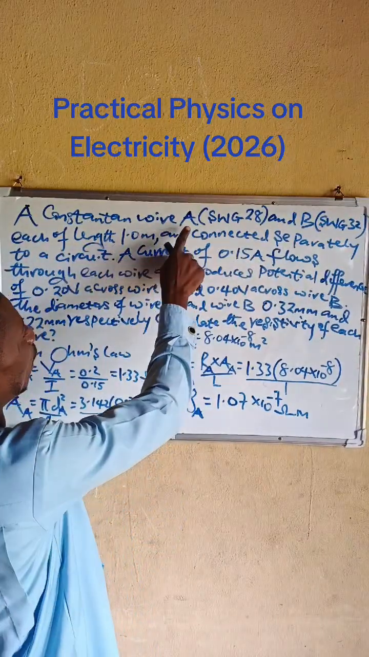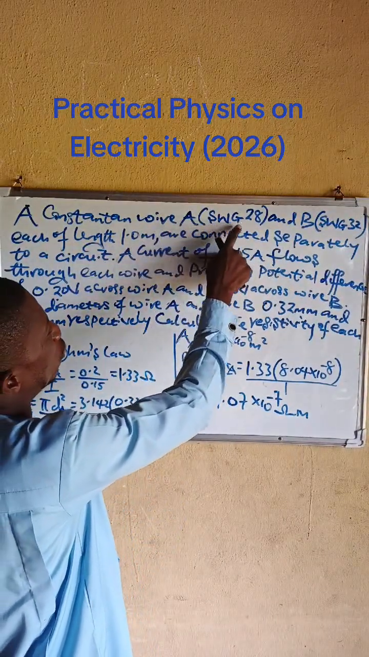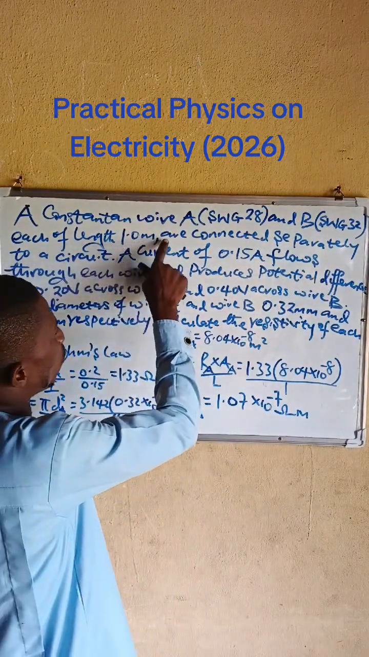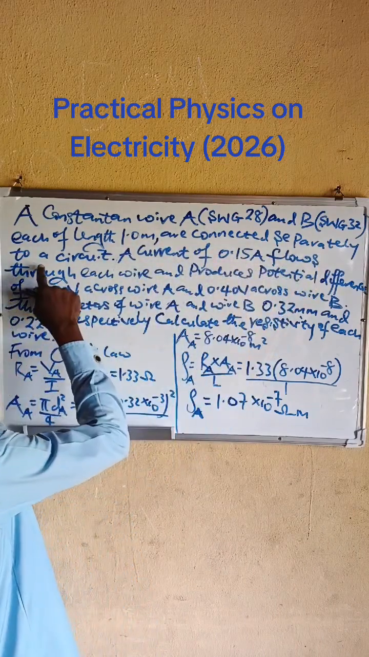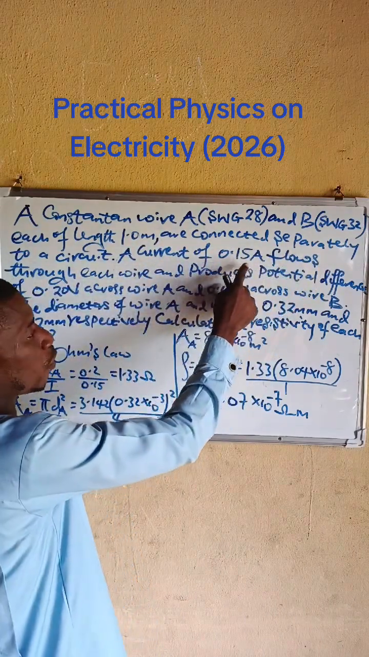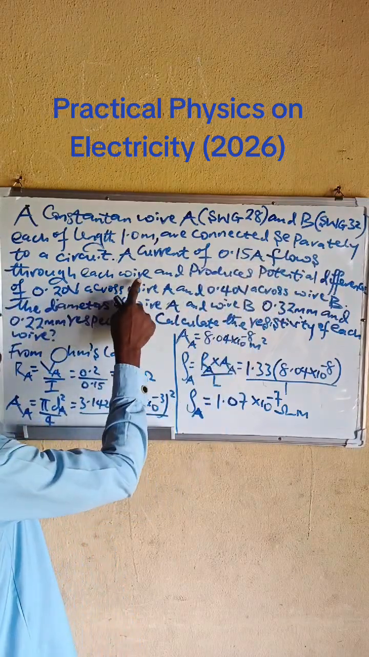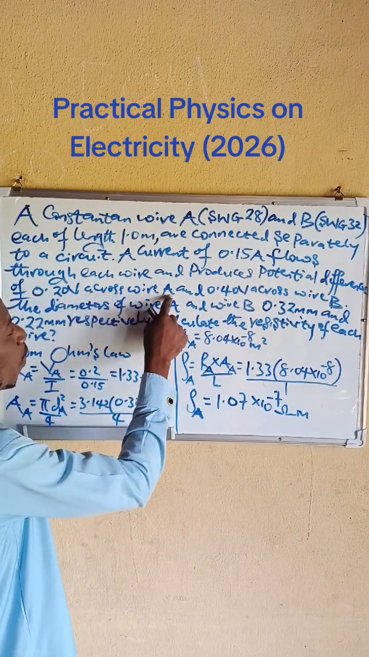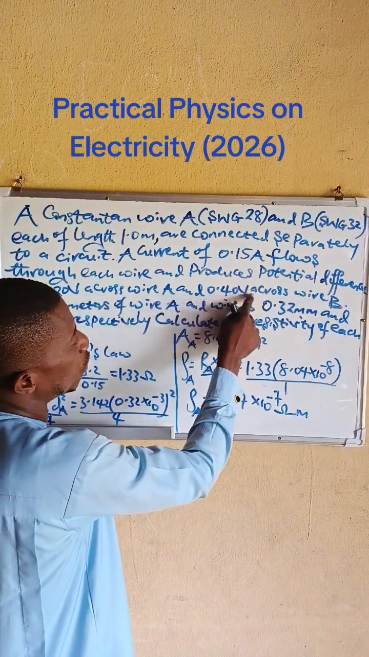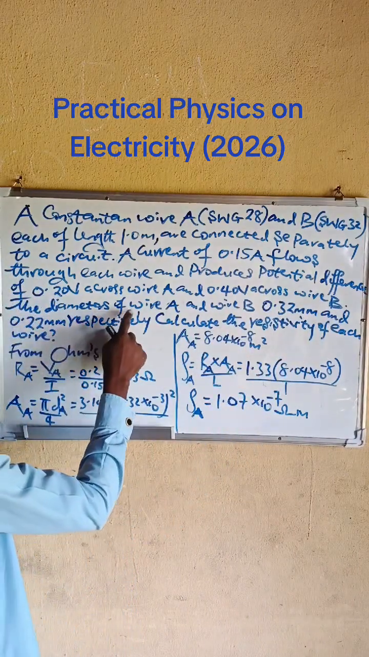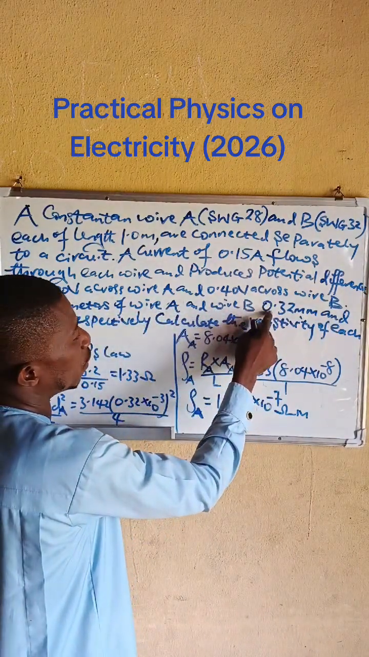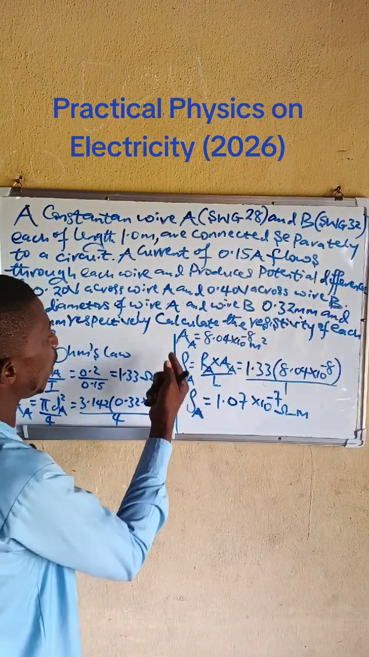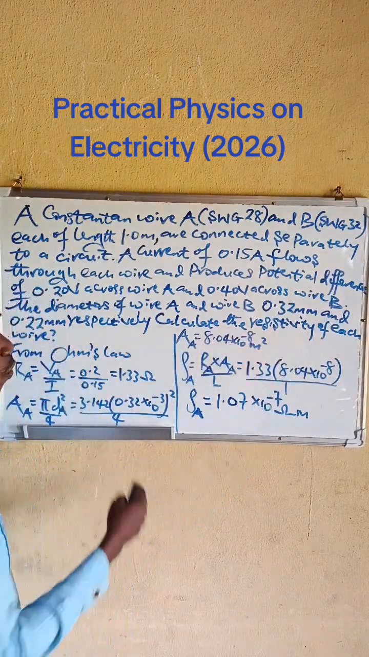A Constantan wire A, SWG 28, and B, SWG 32, each of length 1.0 meter, are connected separately to a circuit. A current of 0.15 ampere flows through each wire and produces a potential difference of 0.20 volts across wire A and 0.40 volts across wire B. The diameters of wire A and wire B are 0.32 millimeter and 0.22 millimeter respectively. Calculate the resistivity of each wire.